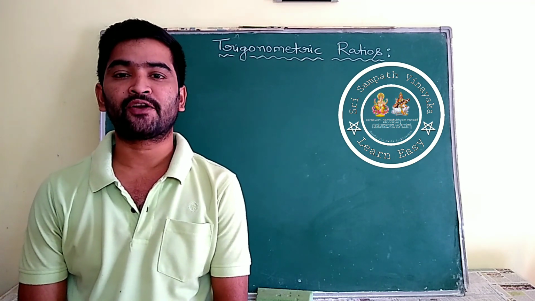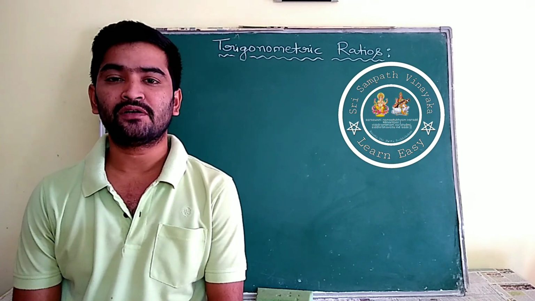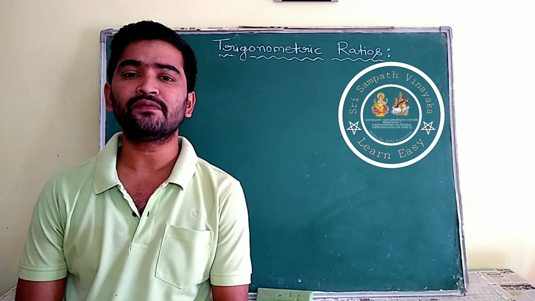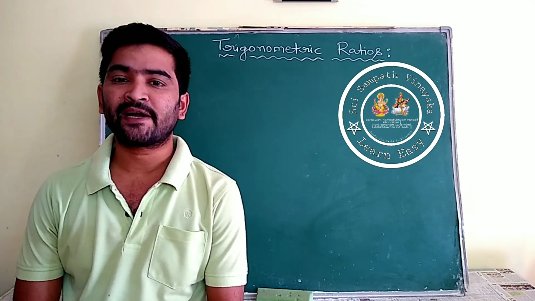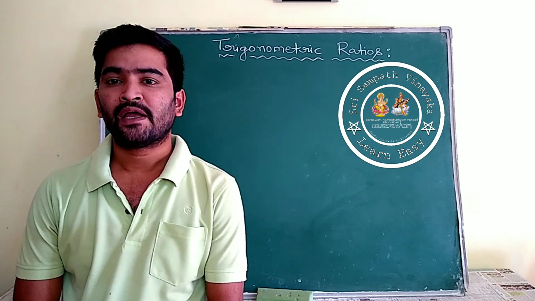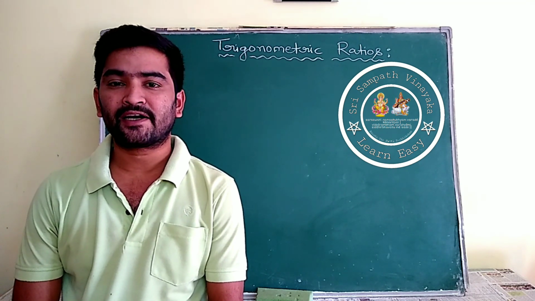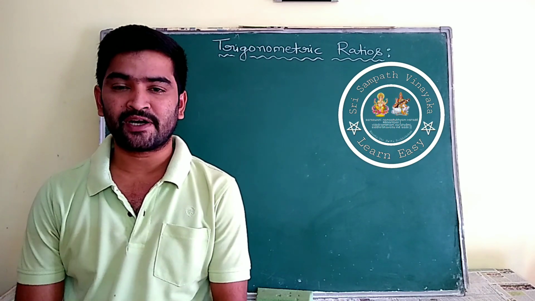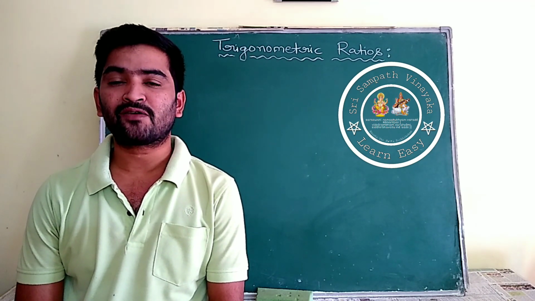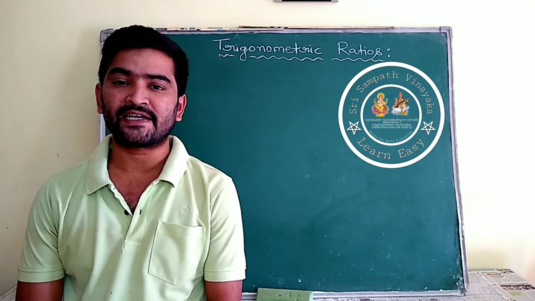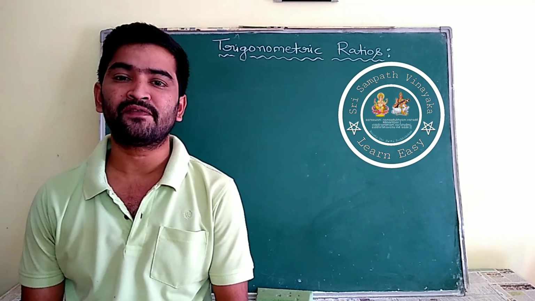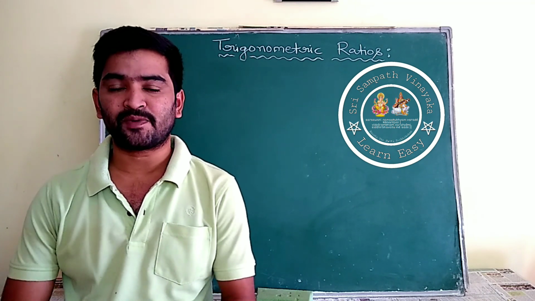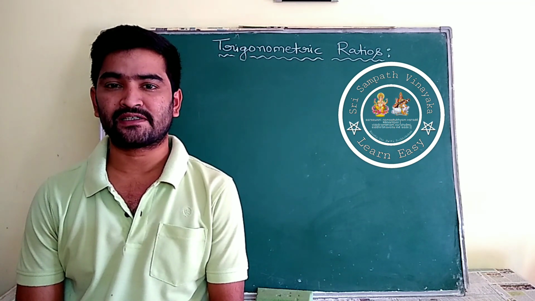Now we are going to continue the second part of the video on trigonometry. In this video, we are going to discuss the trigonometric ratios. As we discussed, trigonometric ratios are the relations between sides and their corresponding angles. Firstly, we are going to find out how many different types of relations are formed with the sides and their corresponding angles.